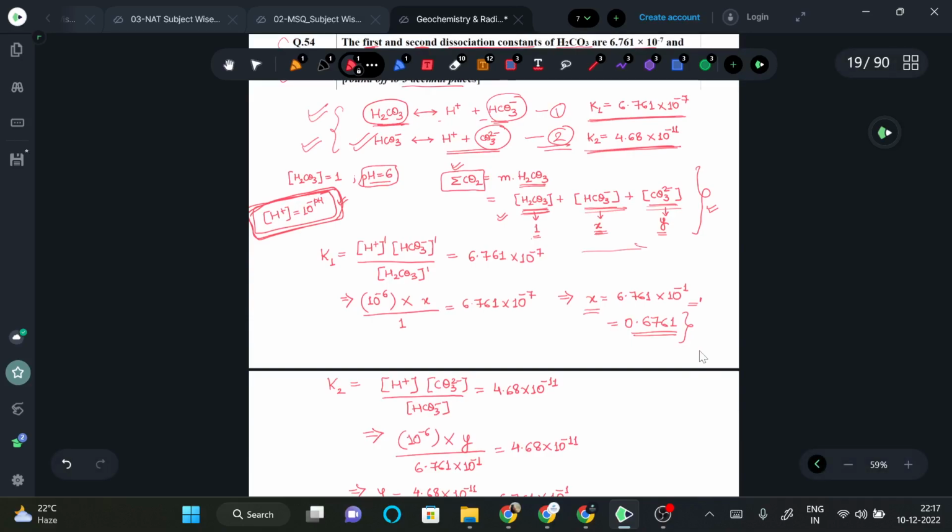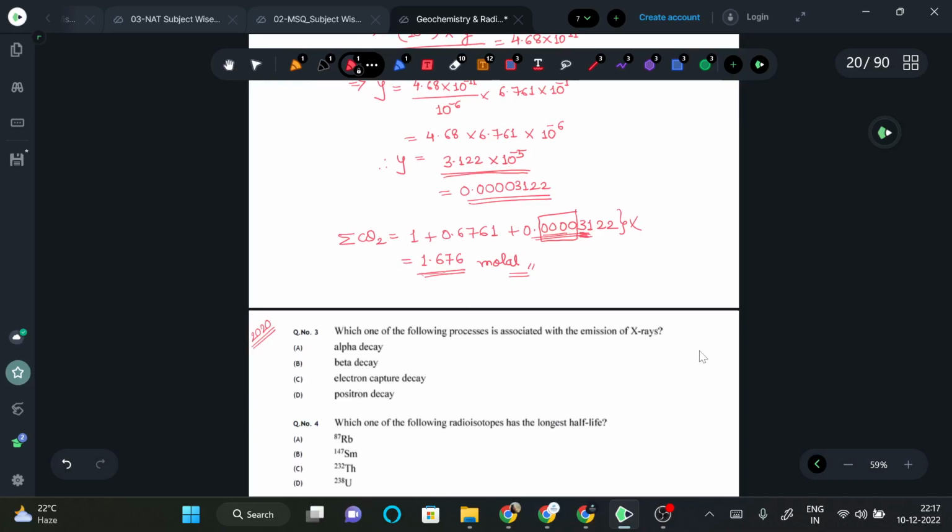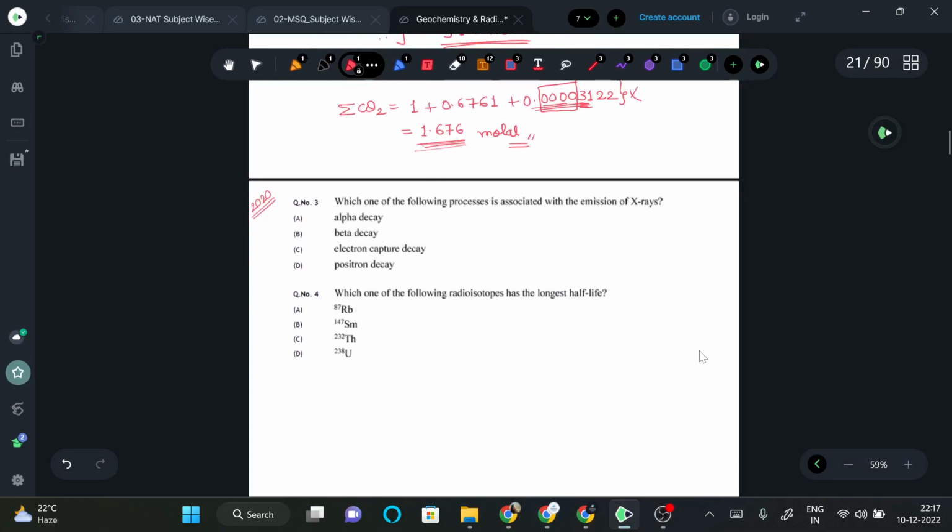Also, you can see the concentrations of CO2 that we got in each of these 3 keep on decreasing, right? Because it is getting consumed. In H2CO3 the concentration was 1. Here in X, the HCO3 minus concentration we got is less than 1, 0.6761. Then in Y, it is even lesser than X, way lesser. So we will just add up these concentrations, which will give us the final concentration of CO2 that is involved. This is how we got 1.676 molar.